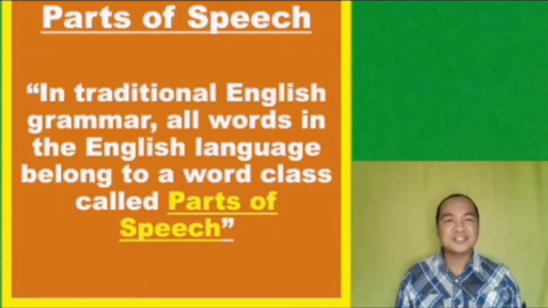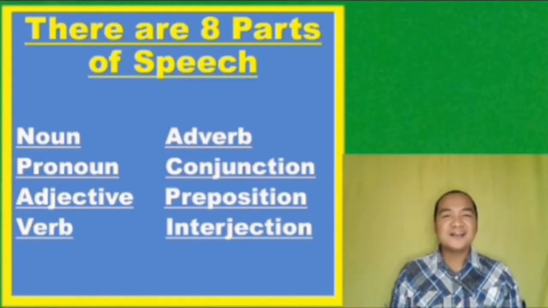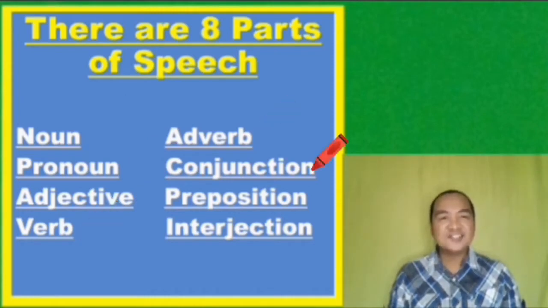Let's begin. Parts of speech. In traditional English grammar, all words in the English language belong to a word class called parts of speech. There are 8 parts of speech. We have the noun, pronoun, adjective, verb, adverb, conjunction, preposition, and interjection.